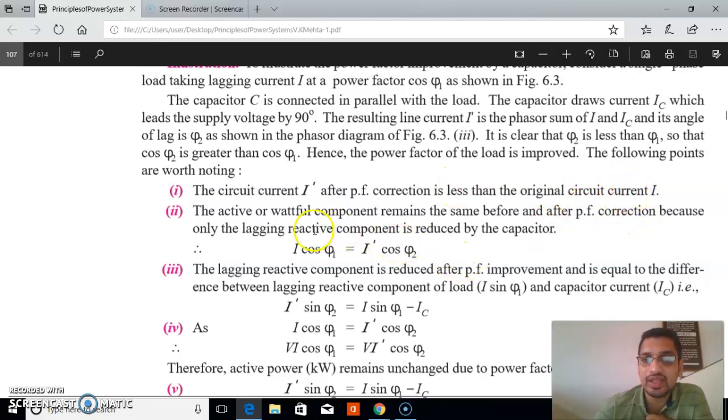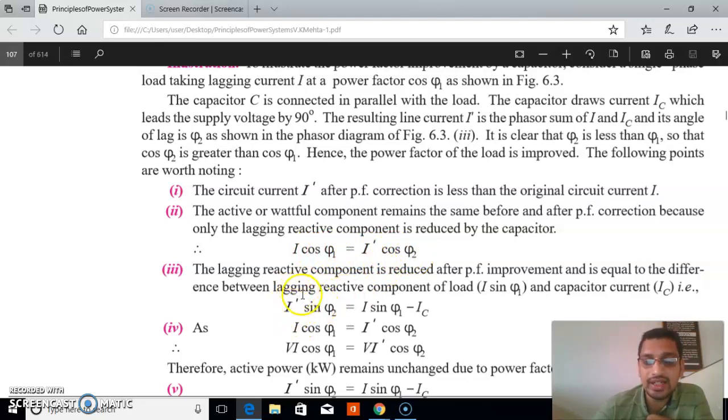The second point is the active, or wattful, component. The active component of the circuit before the power factor correction is I cos phi 1. The active component of circuit 2, after the power factor correction, is I dash cos phi 2. For power factor improvement, the active component before and after the correction is the same. So we can write I cos phi 1 equal to I dash cos phi 2. No change in the active component; the change occurs only in the reactive component.